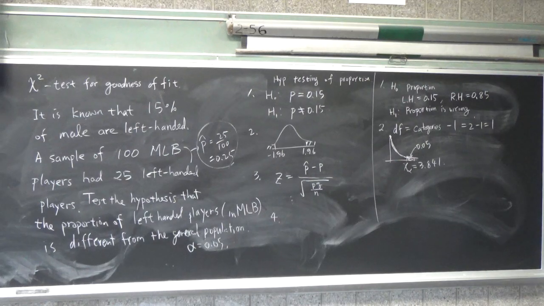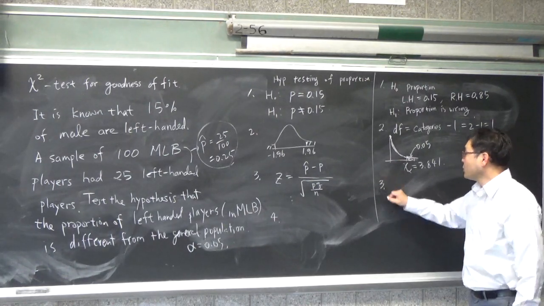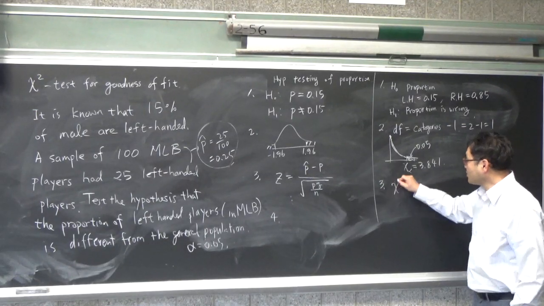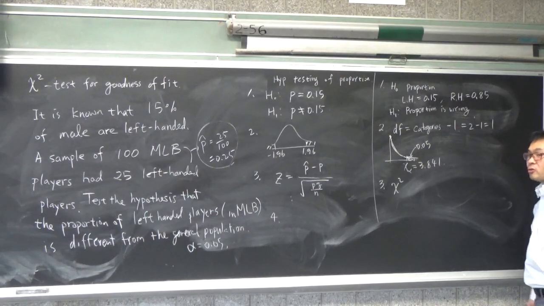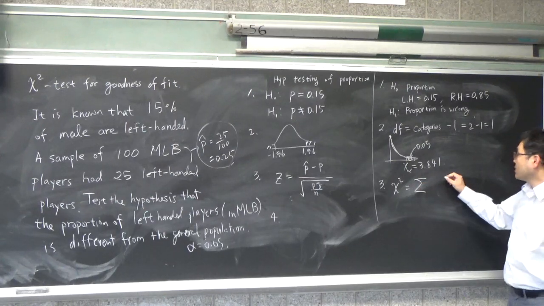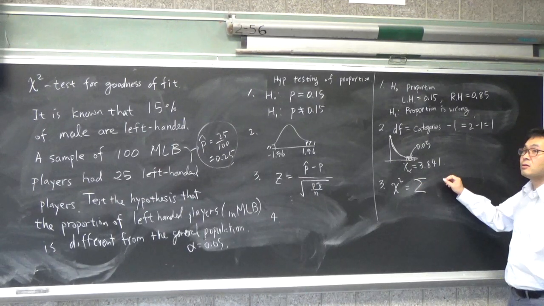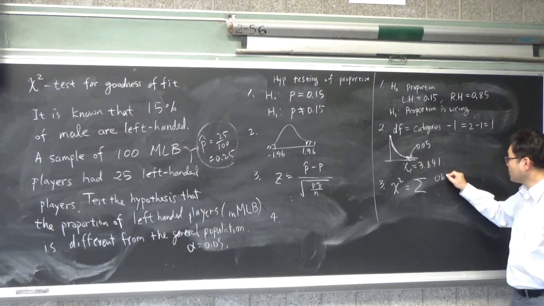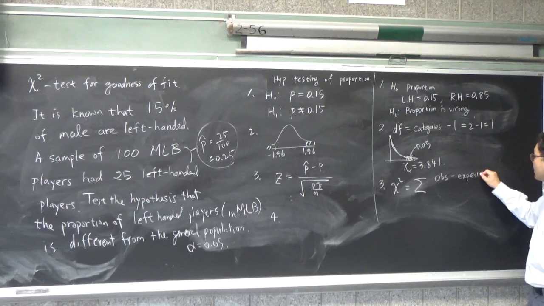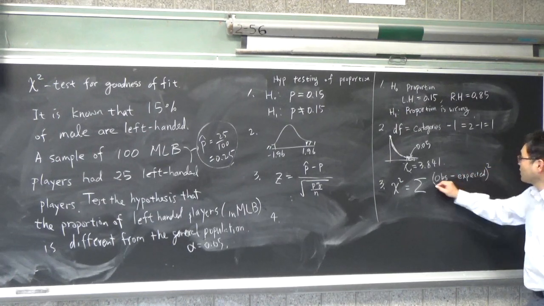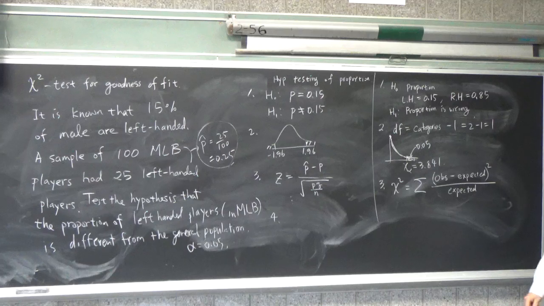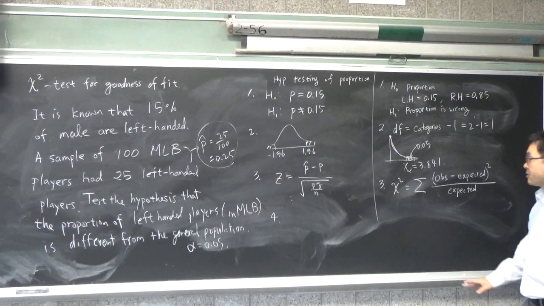Now is the important part. What is the test statistic here? The chi-squared test statistic is going to be computed by the sum of observed minus expected, squared, and you divide it by expected. That's our chi-square test statistic.